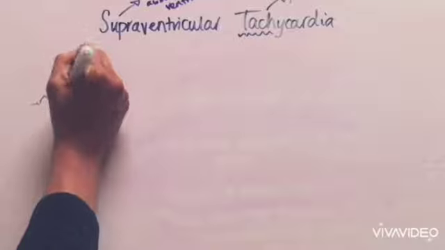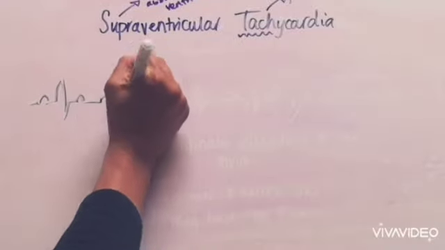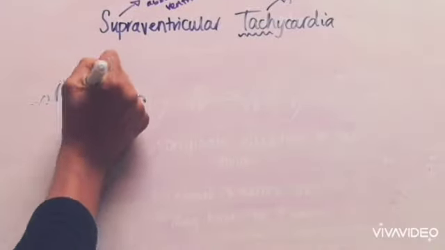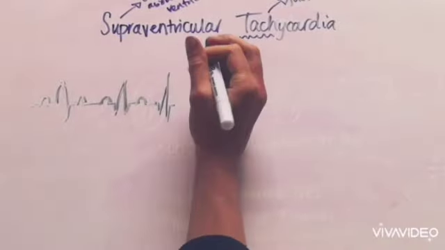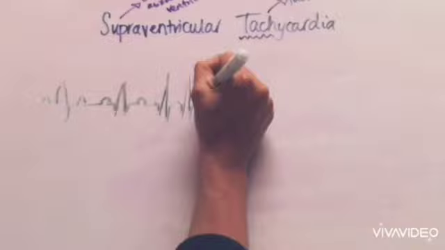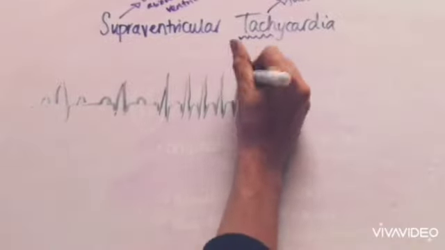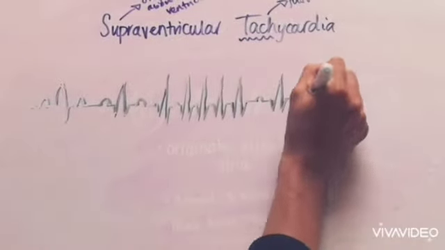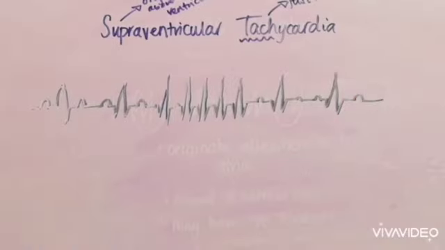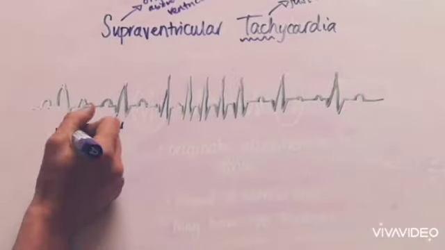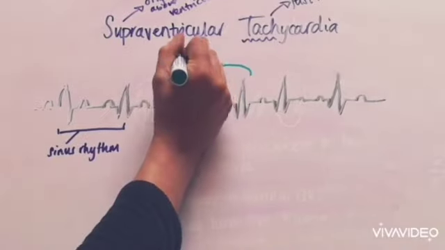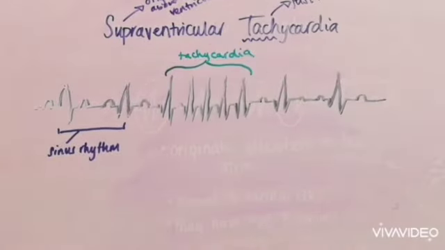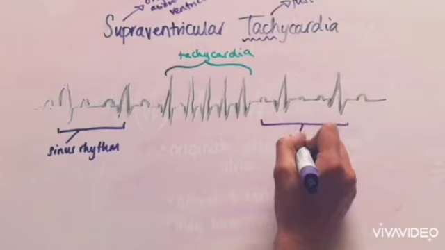I'll just draw a little ECG to help you see what they look like. Excuse my really awful pen. Anyway, I've tried to draw these 5 complexes close together, and this is the element of the tachycardia. So I'll just write sinus rhythm, tachycardia, and more sinus rhythm at the end.